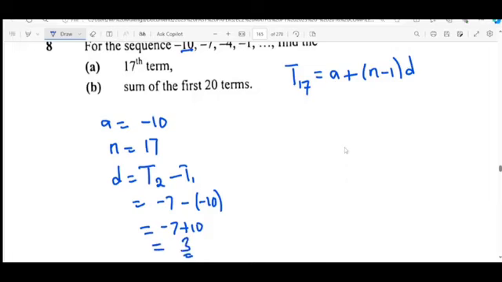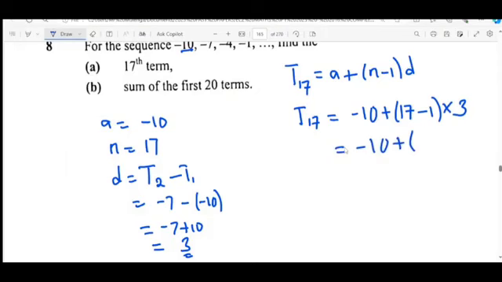So let us just substitute here. I will say the 17th term is equal to, where there is A, we put -10, plus, in brackets, where there is n, 17 minus 1, times our common difference, which is 3. So from here we say -10 plus 17 minus 1, which gives us 16, times 3.